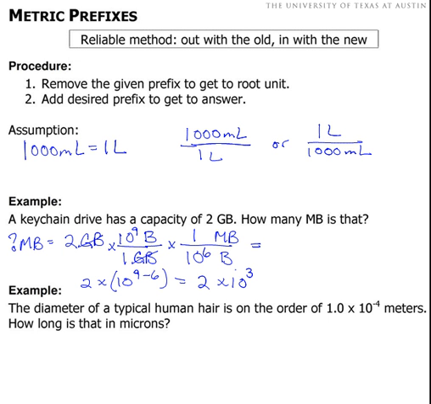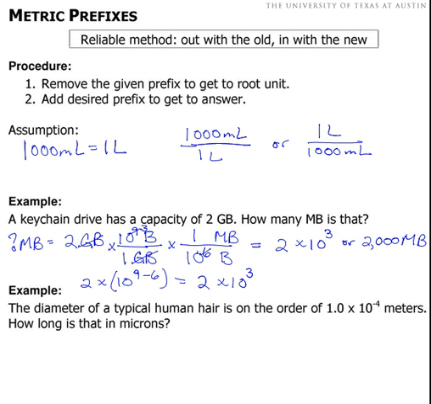Or a different way of doing that is to take 9 and 6, cancel out 6 of them, and that leaves a 3 up above. Either way, I get 2 times 10 to the 3, or 2,000 megabytes in 2 gigabytes. Now you have an idea of how many photographs you can keep on that keychain drive.